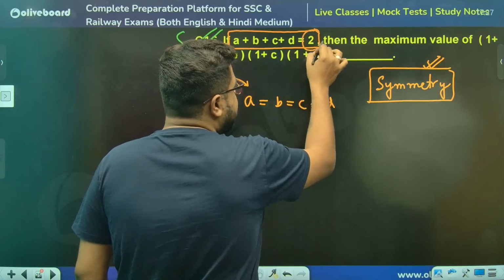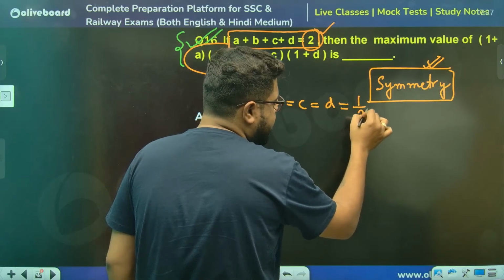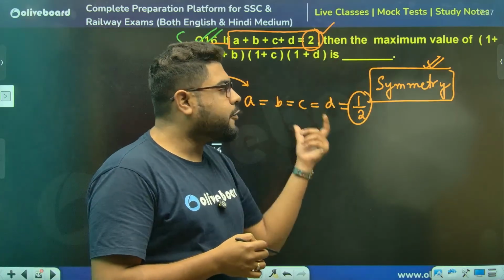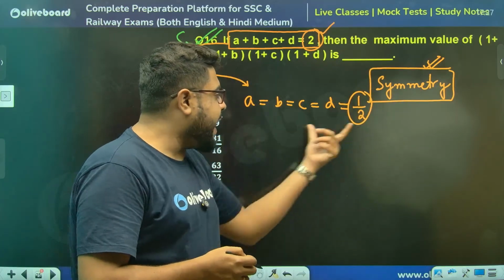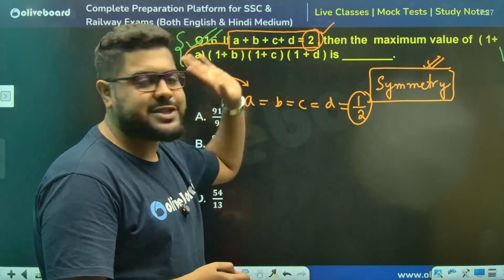So the sum of all 4 is 2. Each will be, if I take them to be equal, can I say half each? You see, half, half, half, half. 4 times you add half, you get to 2.